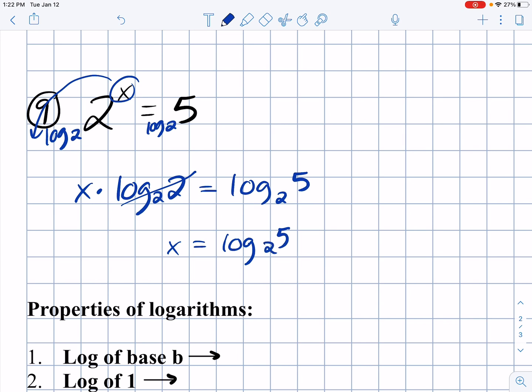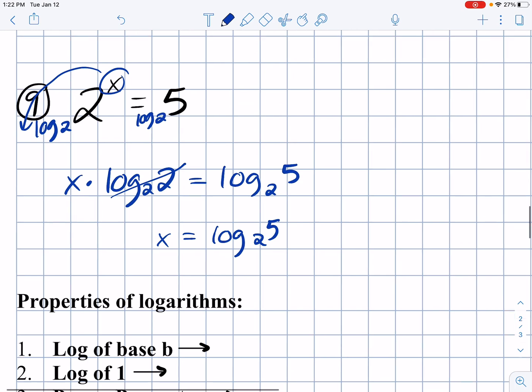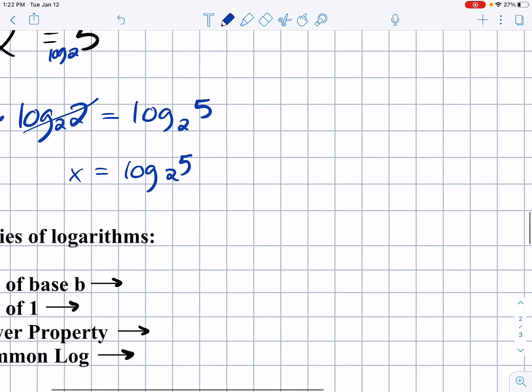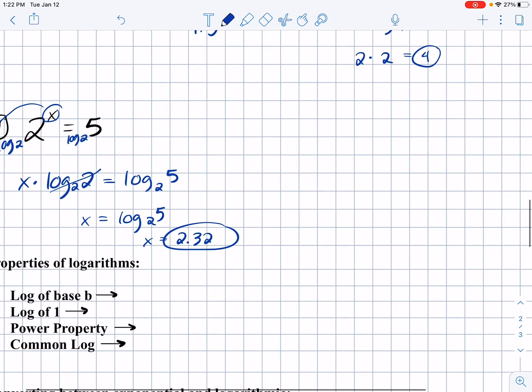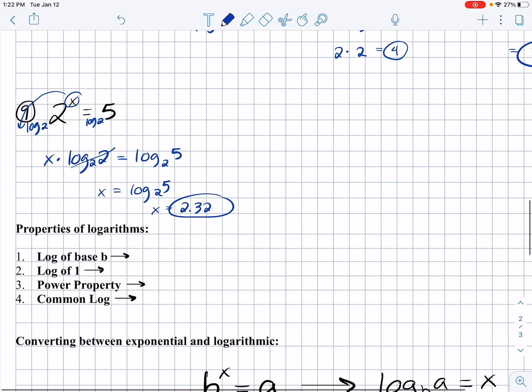You would go into your calculator and punch that in on Desmos Scientific. I'll show you how to do that in class. And you would get x equals 2.32. You have to change a function on your calculator to do that. I will show you as well.